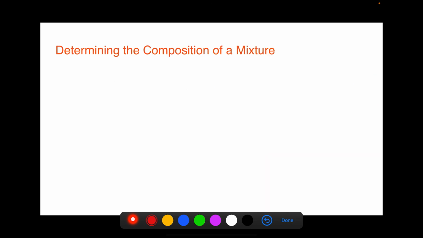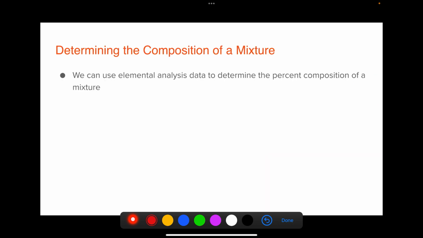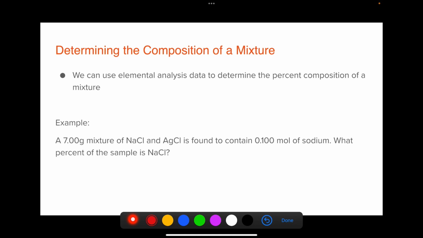So how do you determine the composition of a mixture? We can use elemental analysis data to determine the percent composition of a mixture by mass. For example, imagine you're given a 7-gram mixture of NaCl and AgCl2. Using elemental analysis, we find that 0.1 moles of that mixture is sodium. What percentage of the sample then is NaCl?